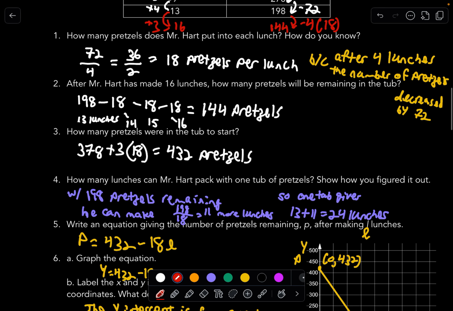How many lunches can Mr. Hart pack with 1 tub? Well, the question is, when is P equal to 0? That's what we figured out. All right.